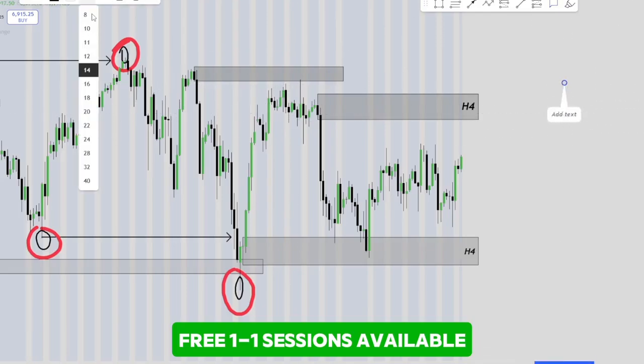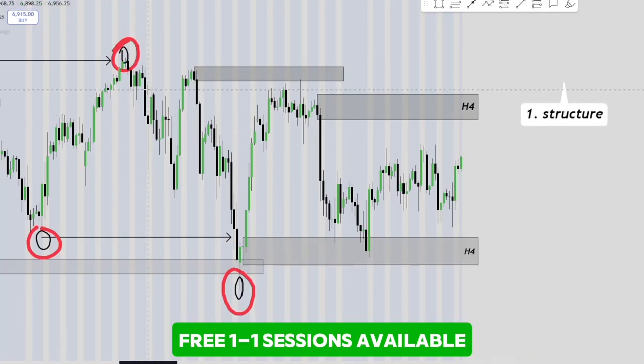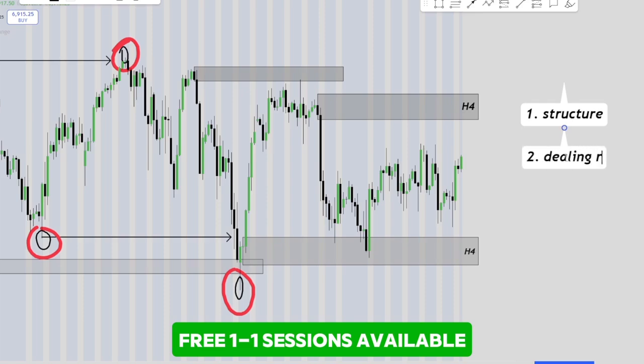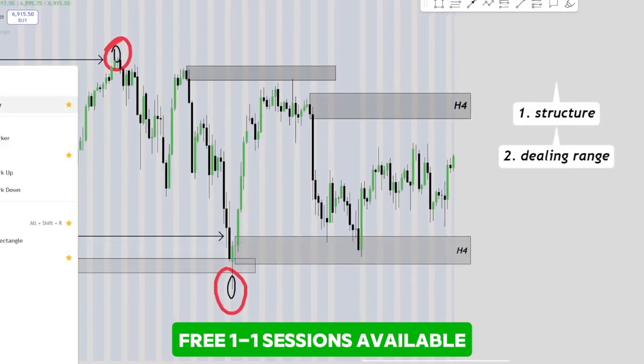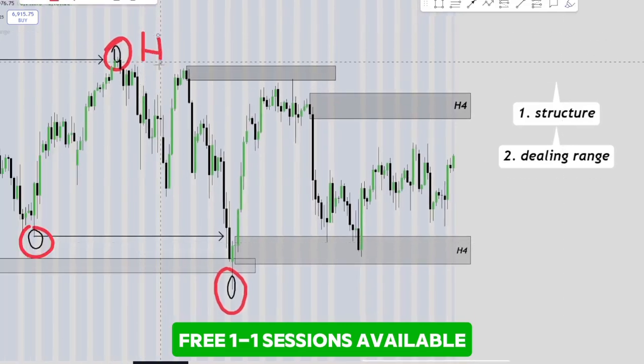So the first thing we're looking for is we want to see market structure. Now, market structure is basically the highs and lows. Now, the highs and lows are what sets the tone, especially for the higher time frame. Now, after step 1, we want to identify our dealing range. So I've had some questions recently in my own community as well about what the dealing range actually is. The dealing range simply comes down to the most recent high and the most recent low. So this is the most recent high and this is the most recent low.